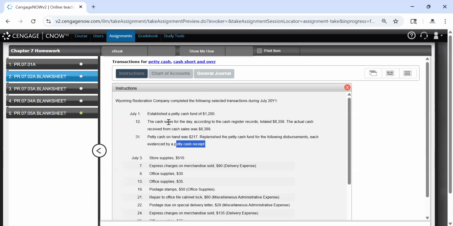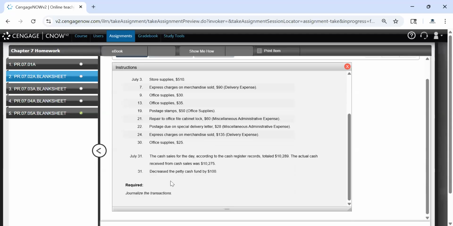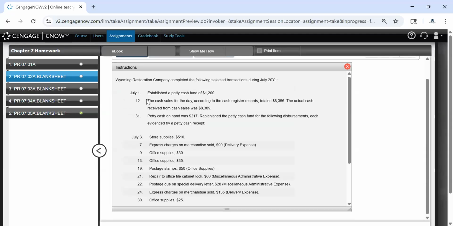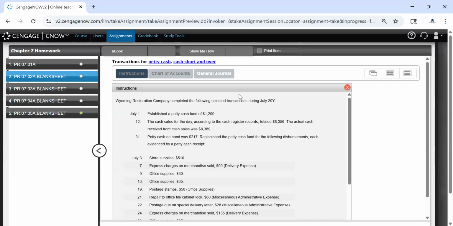And so this problem, we're going to go through all the petty cash transactions, and we're going to journalize each of the transactions, and then we're also going to take a look at the cash register records and journalize those sales and any cash short or over that's required.